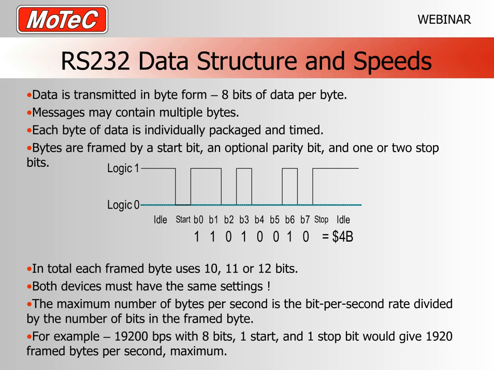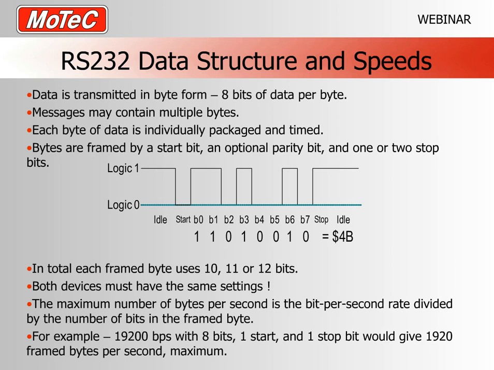Now, it's also optional to have a parity bit just before the stop bit, and parity is a way of doing some very basic error checking on those 8 bits of data. Mostly MoTeC applications don't use parity, but it's normally selectable within applications.